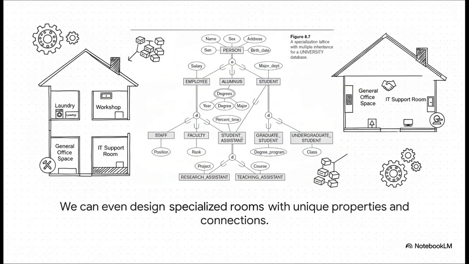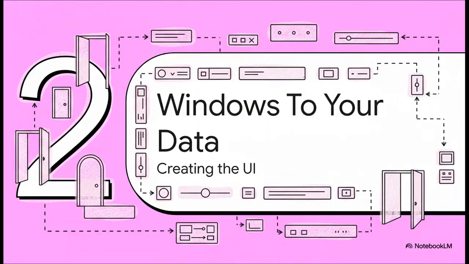And this is where our blueprint can get really sophisticated. Sometimes, just having a generic person room isn't quite enough. A person could be an employee or a student, right? And an employee could be either faculty or staff. This diagram shows how we can create these specialized rooms that inherit all the basic stuff from a general one, but also add their own unique features. It's kind of like how a utility room in a house could be specialized into a laundry room or a workshop. Super clever.